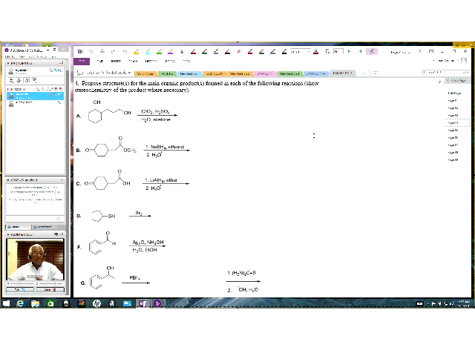The proposed structure for the main organic product. Yeah, Aubrey, go ahead and read question number 4 for us. Yes. Propose a structure for the main organic products formed in each of the following reactions. Show stereochemistry of the product when necessary.